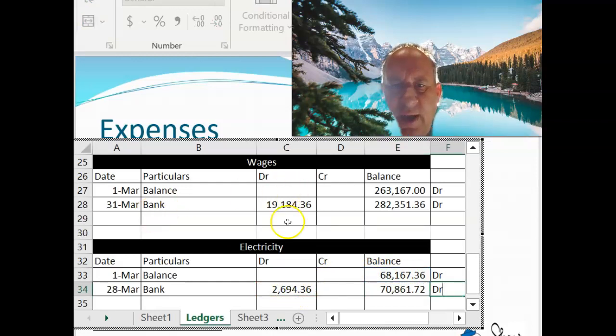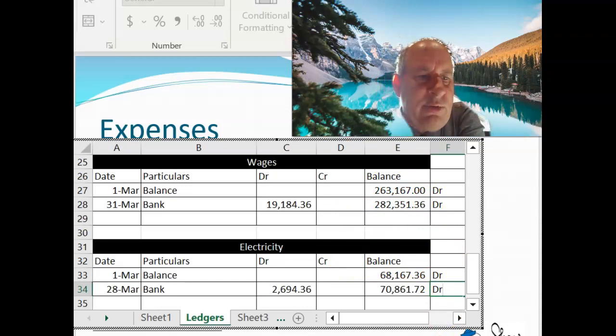Note that wages and electricity, both expenses, can only have debit columns. So there's nothing in the credit. We won't put things in there at all. And they're just increasing, so we add. That's all. On to the next one, which is expenses.